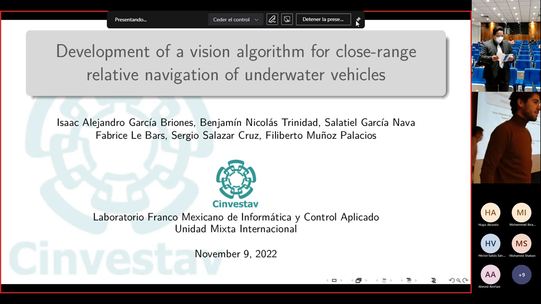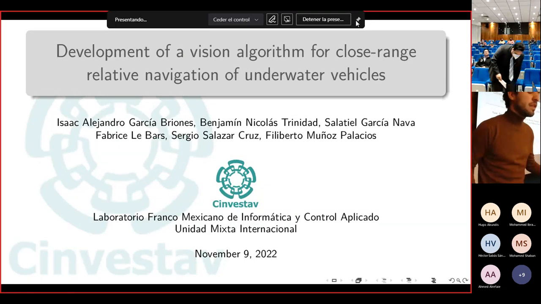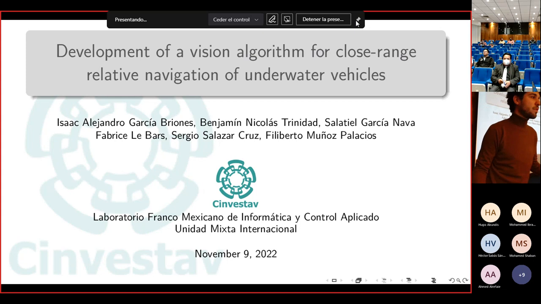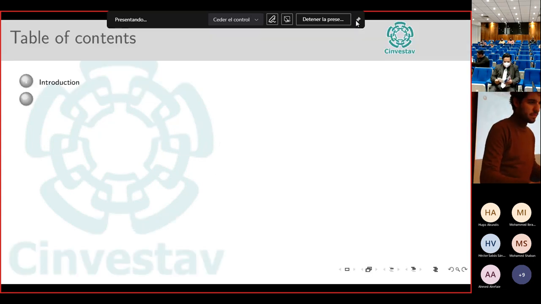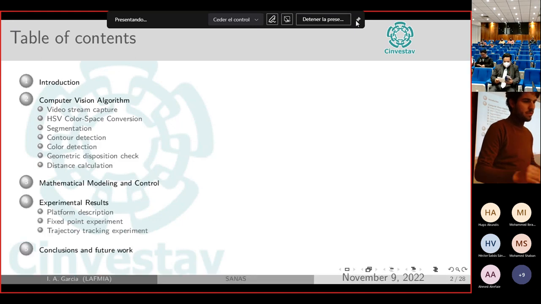Good afternoon, everyone. My name is Alejandro García. I'm going to talk about the development of a vision algorithm for close range relative navigation of underwater vehicles. These are the main topics that we're going to talk about. First, I'm going to speak about the problem that we try to tackle with this research. Then I'm going to talk about the description of how this algorithm works, each of the steps that make the tracking. Then I'm going to talk about the mathematical modeling and control for testing its tracking capabilities. Then I'm going to present the experimental results that we got, and afterwards I'm going to finish with the conclusions and the future work of this topic.